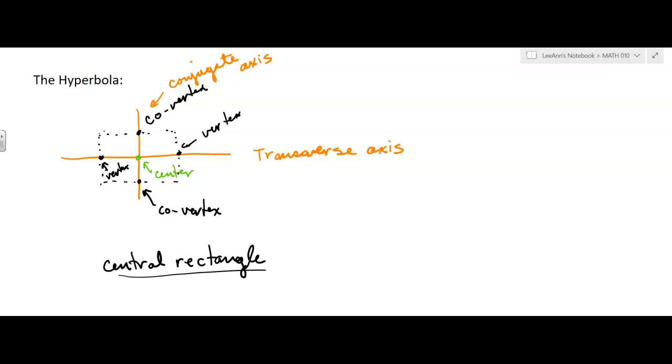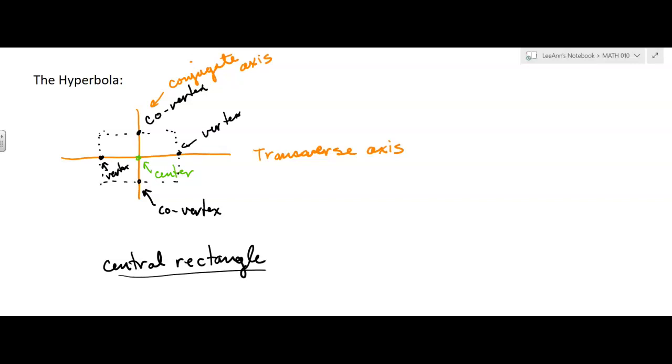Now, it's pretty easy to draw on graph paper. That's not a big deal. It's like you're making an ellipse, but it's not an ellipse. It's a rectangle, okay? Those points are not points of the hyperbola. They're just used to help us graph it, okay? Now, the vertices, those are points on the hyperbola, but okay.